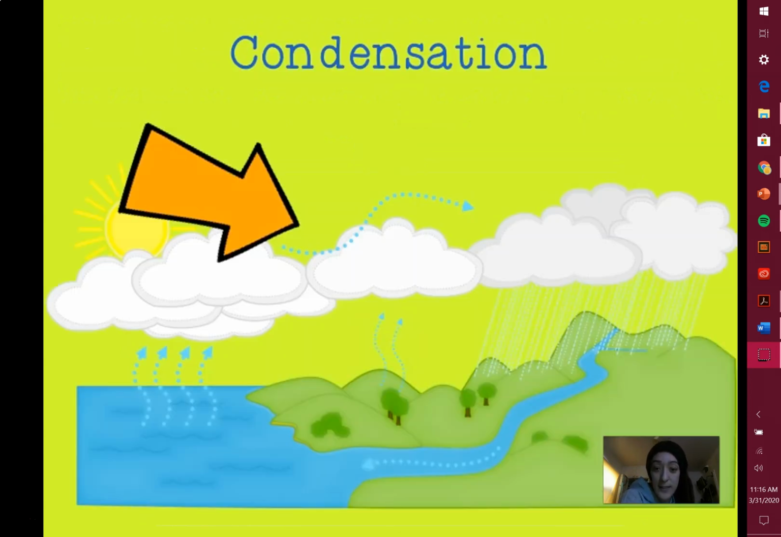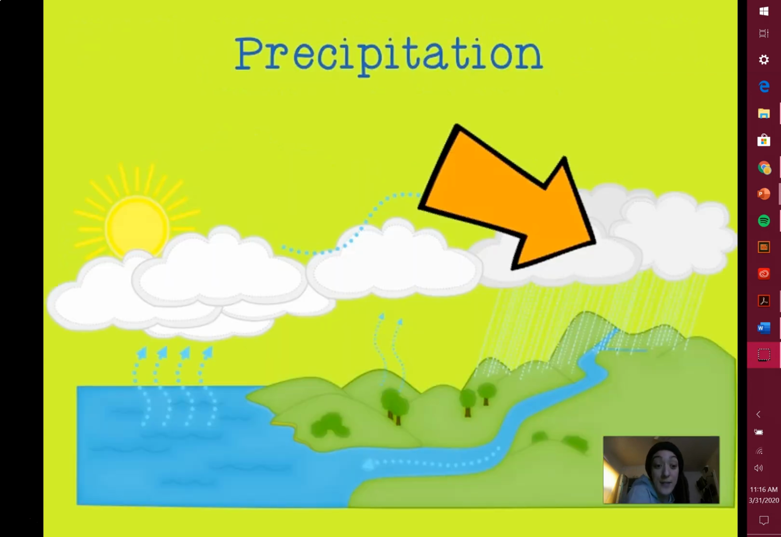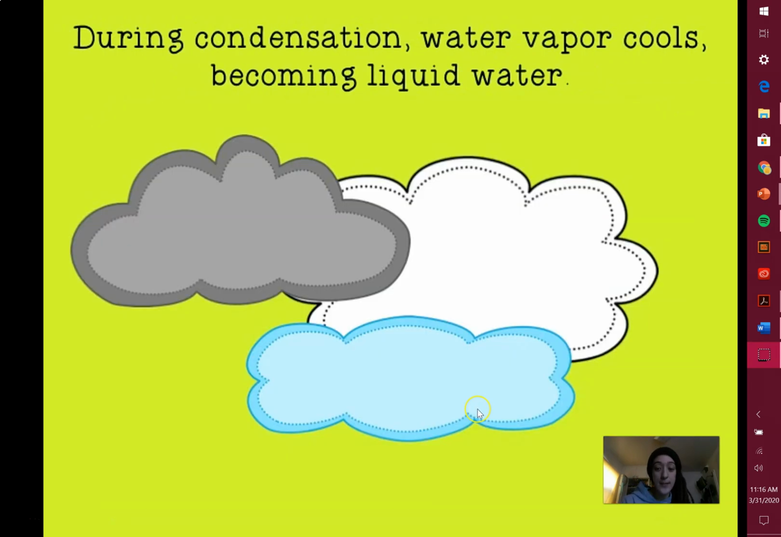And then you have condensation, which is that water vapor turning back into liquid water, right? So during condensation, water vapor cools and becomes liquid water. Sweet. And then the cycle starts all over again. As it becomes liquid water, it turns back into precipitation. Water falls to the earth as precipitation, and the cycle begins again. Okay. So there we go. There we have it, my friends. That is the water cycle.